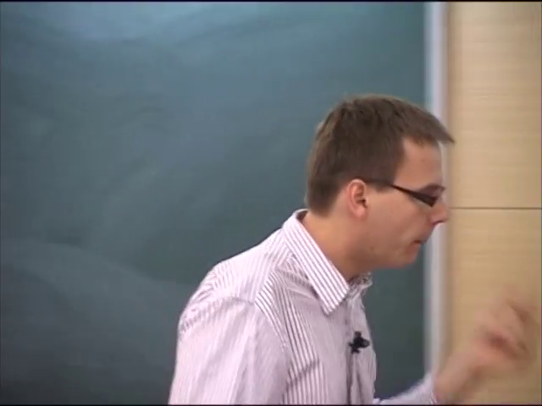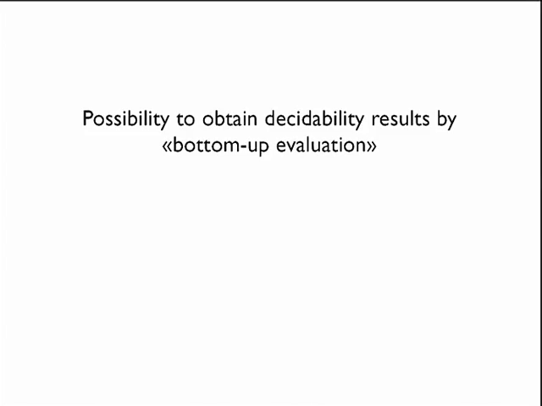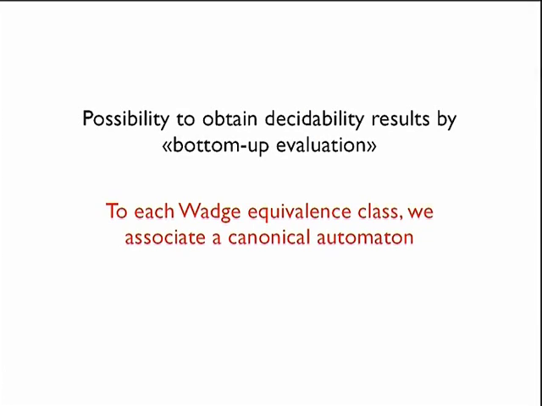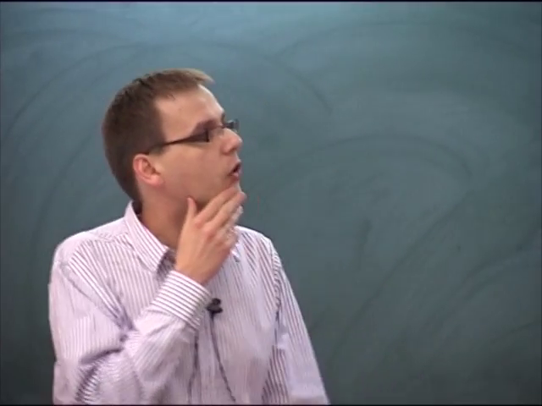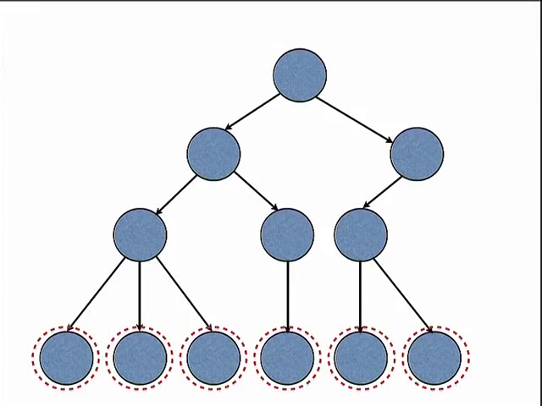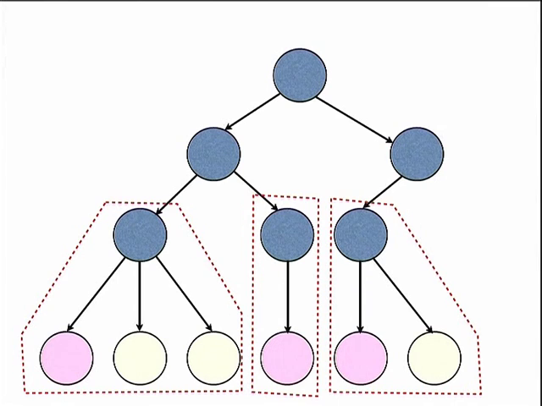How does that help? It turns out that if you have this property, you can compute the equivalence class by bottom-up evaluation. You can treat strongly connected components of automata as operations on languages, on equivalence classes, not just languages. What I mean is that to each wedge equivalence class you assign a certain canonical automaton that is like a name of this class. And now you start from the bottom. You look at the graph or tree of strongly connected components of the automaton, and you look at the leaf components. Those you have to analyze by hand. There is no other chance. So you evaluate them, you find the canonical representations for them, and then you move up.